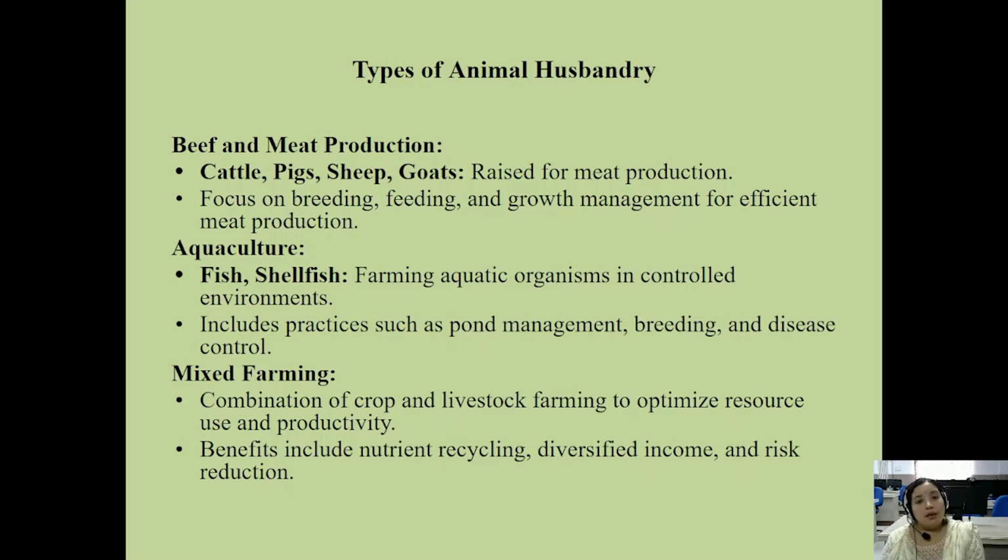Aquaculture is the farming of fish, shellfish and other aquatic organisms in controlled environments. It includes practices such as pond management, breeding, and disease control. Mixed farming is a combination of crop and livestock farming to optimize resource use and productivity. Benefits include nutrient recycling, diversified income, and risk reduction.